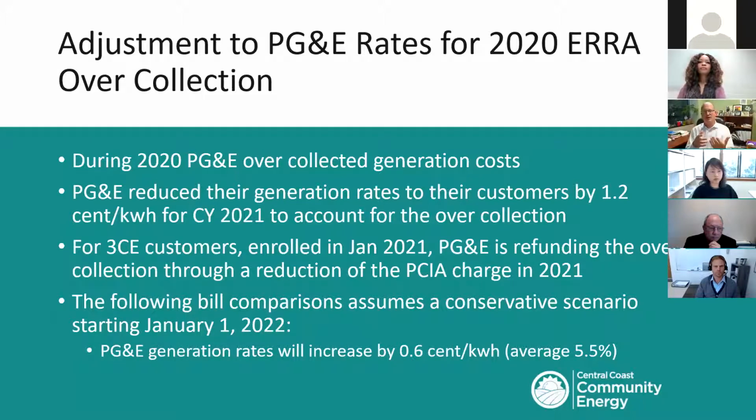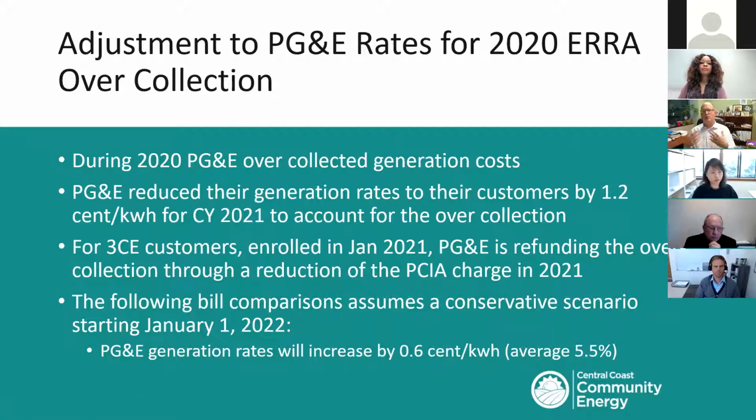And so what we've done is, when we're looking at these different bill comparisons, we've taken a conservative approach, and we're saying, well, we don't think that entire 1.2 cents is going to come back, or rates increase again. And so we think we're going to be conservative, and that PG&E rates will increase by about half that, about 0.6 cents on average, starting in January 2022. So when we look at the rate comparisons, it's important to know that adjustment is in there.